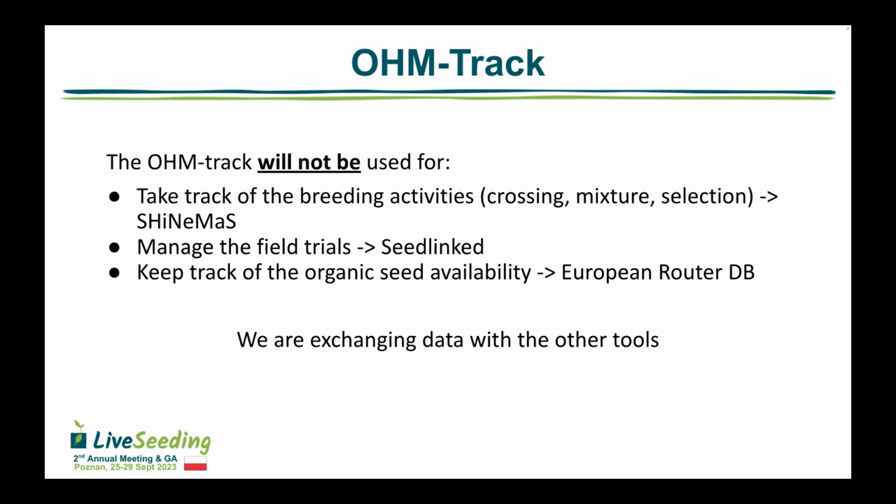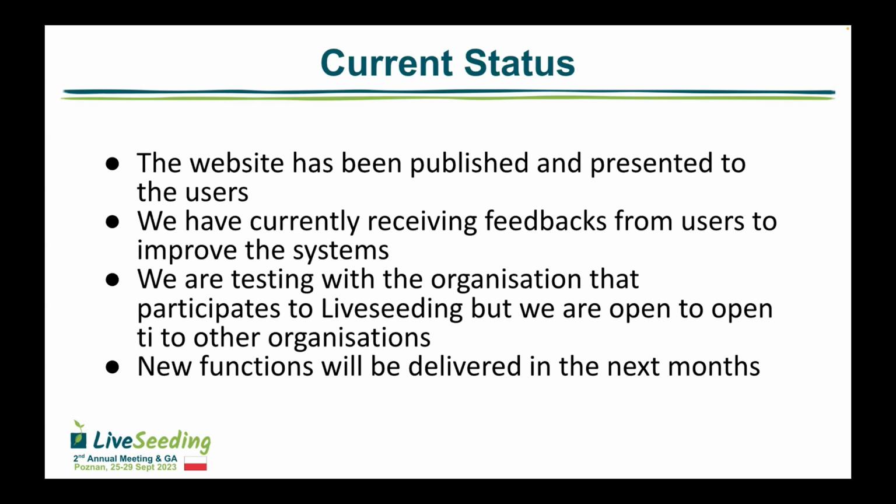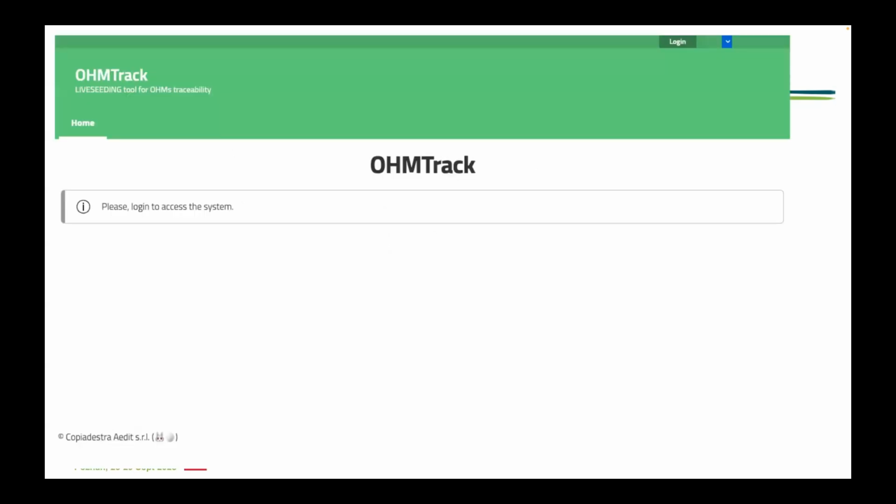OHM Track is not a tool for breeding, so I suggest you use Shinemas to keep track of breeding activities. To manage field trials, it will be connected with SeedLinked, and to keep track of organic seed availability, OHM Track will communicate with the European routed database. So there will be different software, but OHM Track will be able to exchange data with these tools. So this is the current test. If you want to use it, it is open, it is free, you can use it as you prefer.